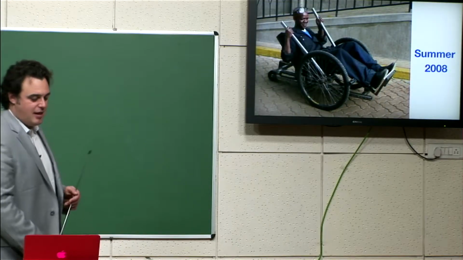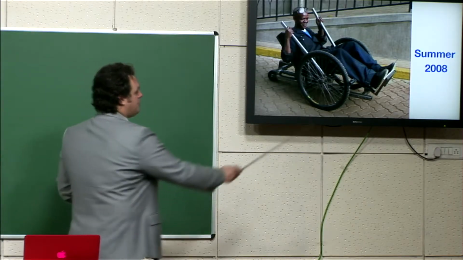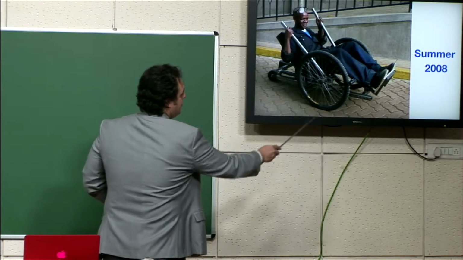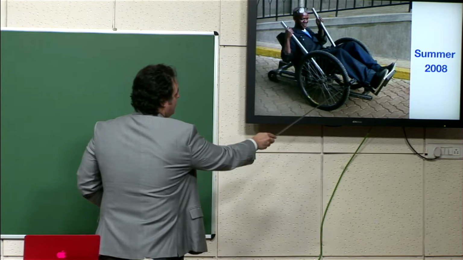And then that summer, we made some more refined prototypes that had a lot of adjustability in them. You can see this footrest you can adjust back and forth. It had a brake on it, so you could pull the lever back to stop the brake.